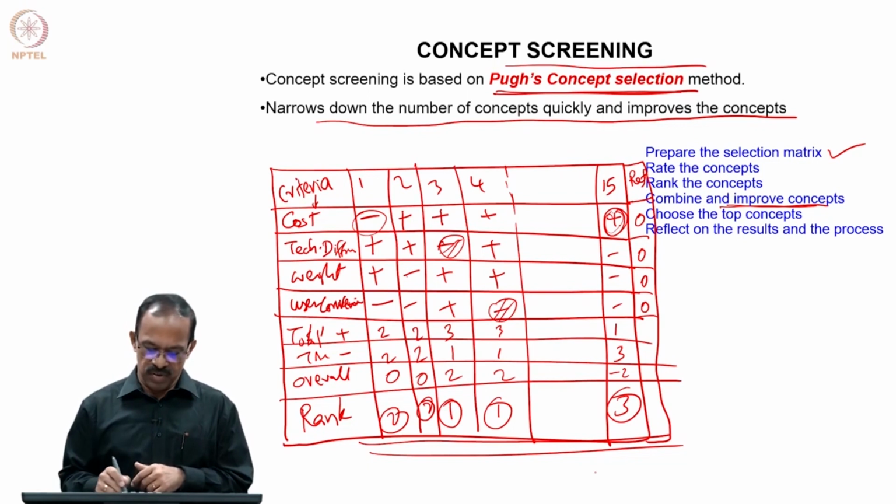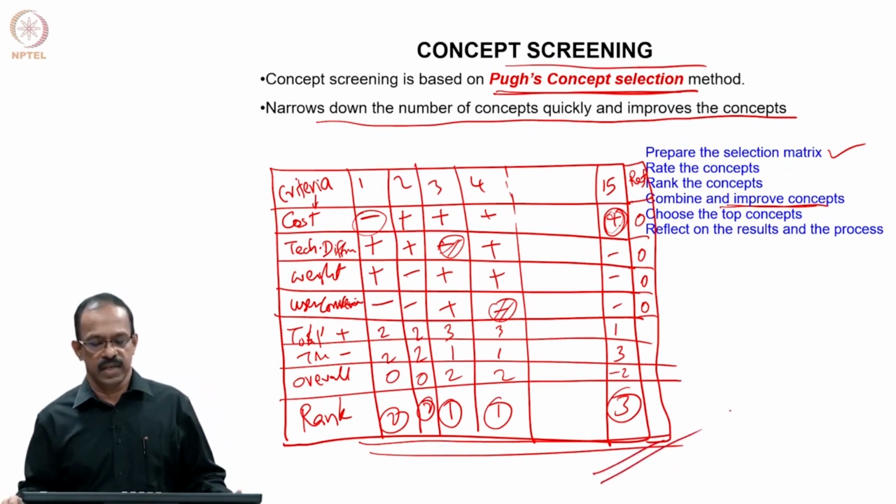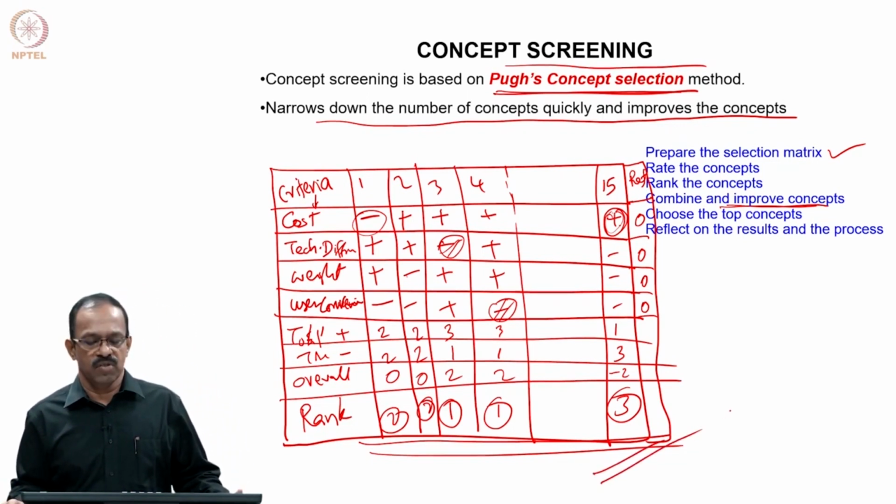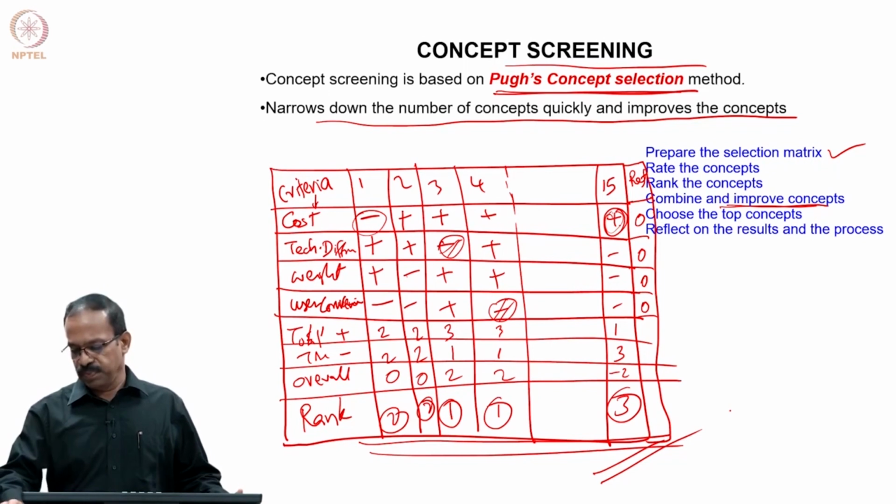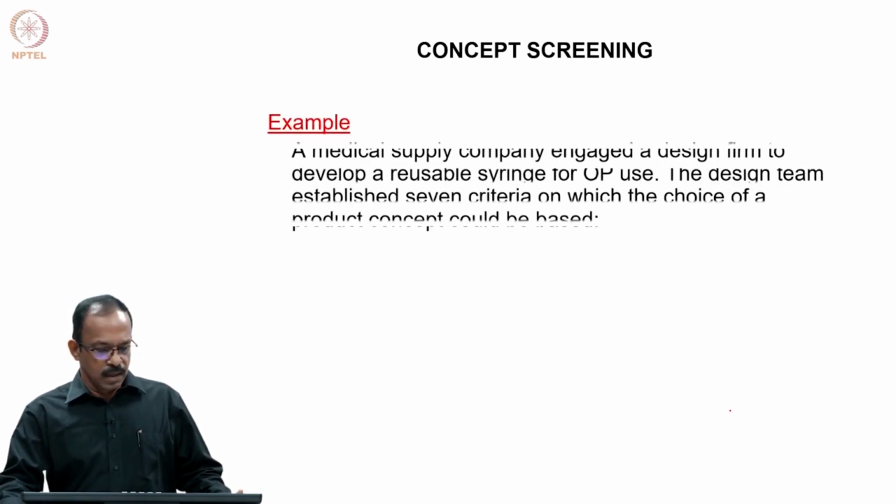So, that is the first stage of concept screening, and this is known as the Pugh's concept selection method. So, we use the Pugh's concept selection method in the screening stage. So, let us take one example for concept screening.